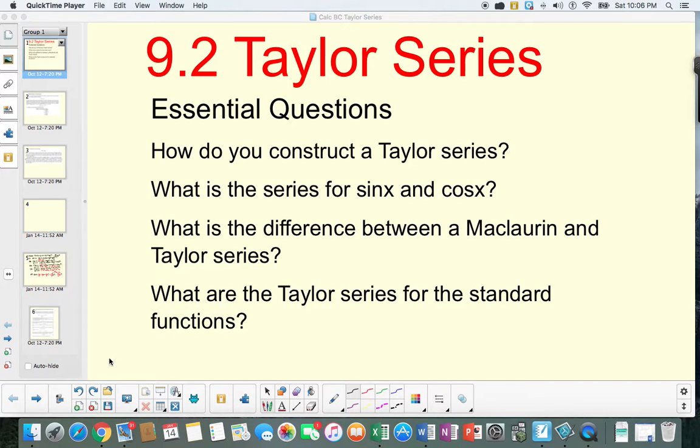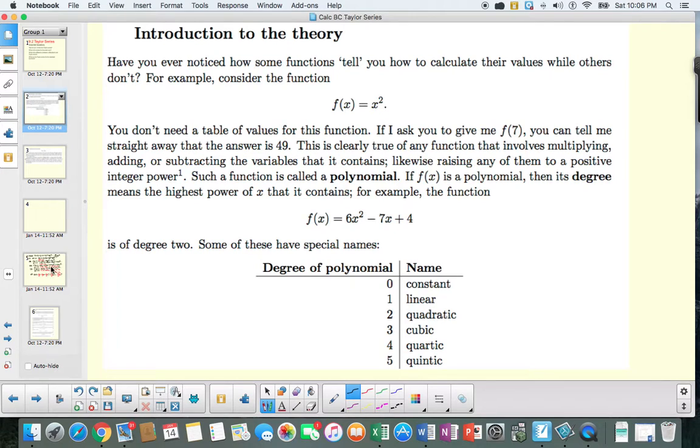9.2 Taylor Series. Take a minute to read the essential questions for this lesson. We're going to be working with power series, and a power series means you're working with powers, polynomials. And here's just a brief review about polynomials and the degree of the polynomial and its name.